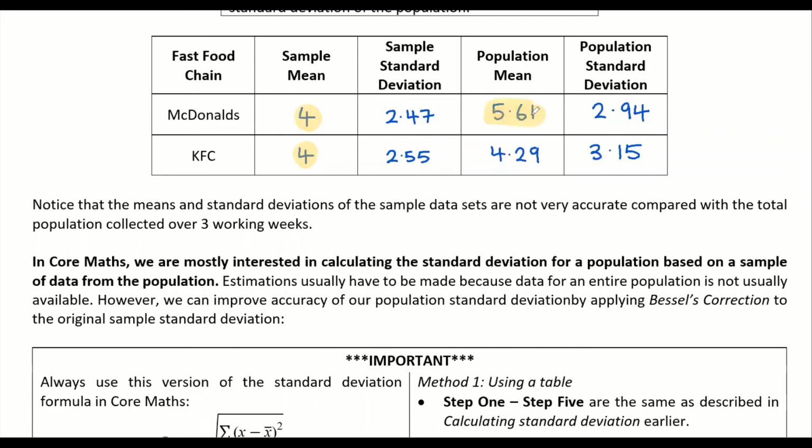Also, the standard deviation concurred with that because it was more consistent than KFC. So the more data we have, the better. And we've actually said that in this sentence just below here. It tells you to notice that the means and standard deviations of the sample sets are not very accurate compared with the total population collected over 3 working weeks. Obviously, the more data you have, the better.